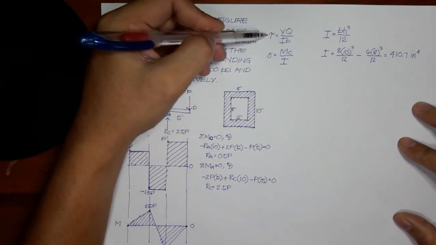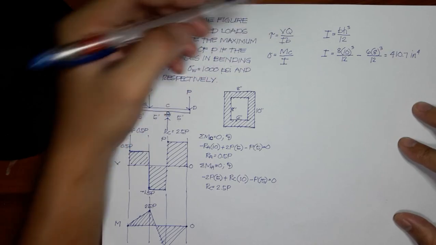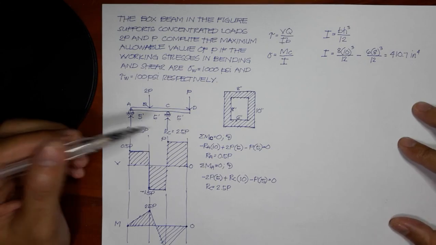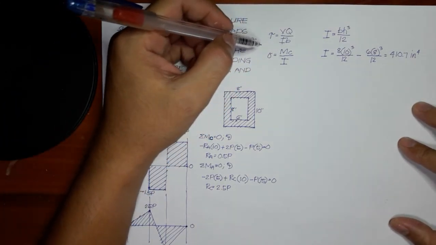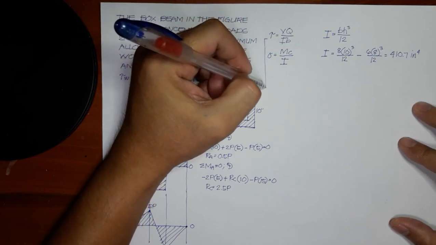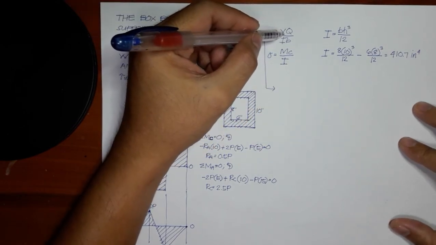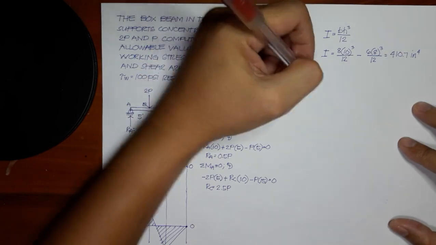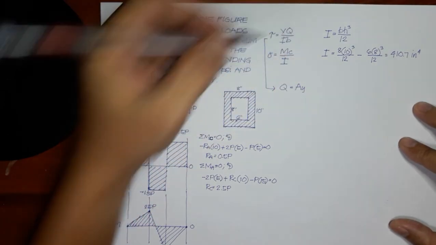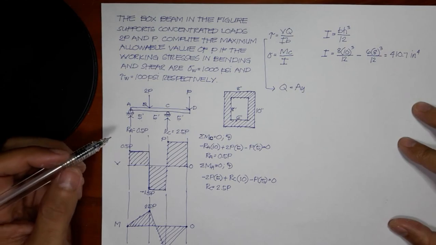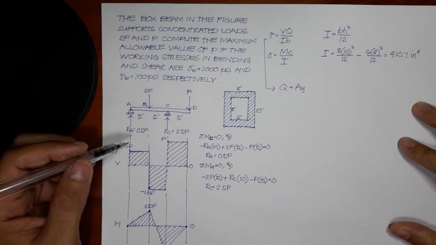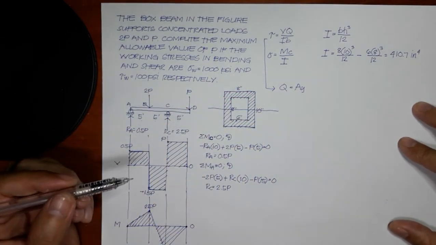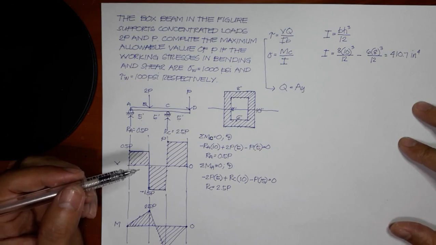Now we can use the two formulas to calculate the value of P. First, we do it in terms of shear. Before we can solve this, we need to solve for the value of Q. Q is the first moment of area, AY. The area that we consider is the area above the neutral axis. So let me draw the neutral axis. This is located at the centroid of the section.